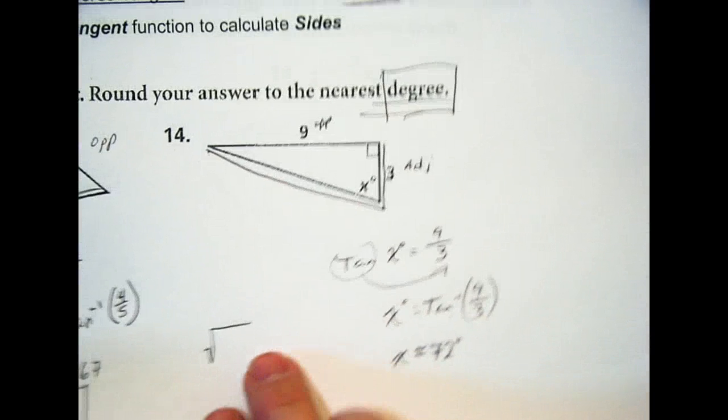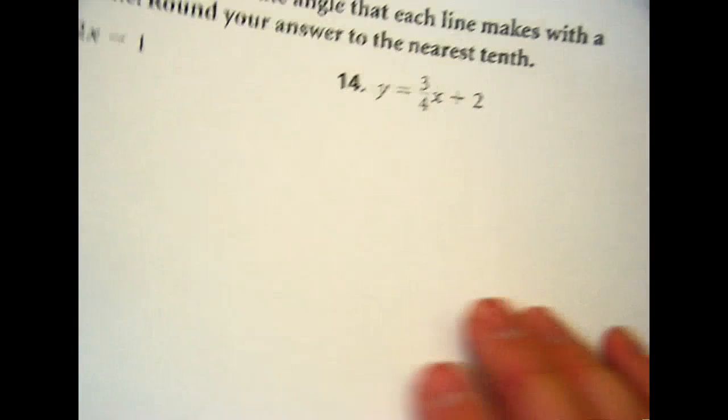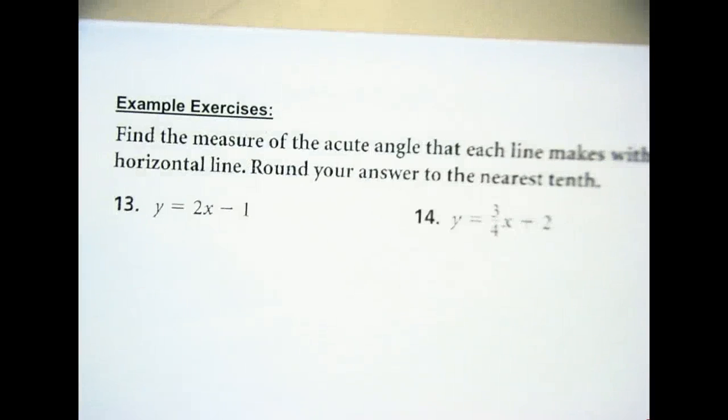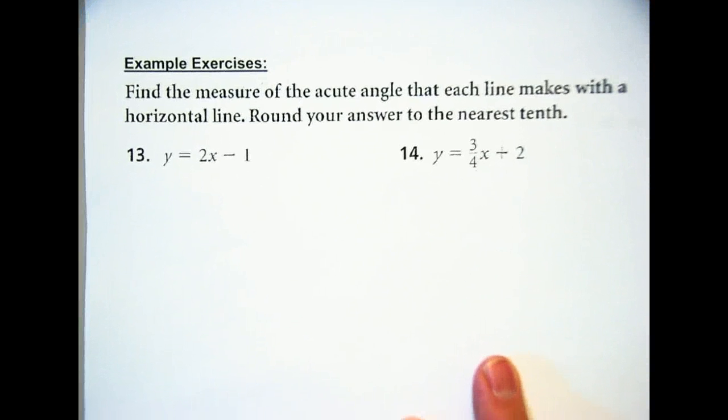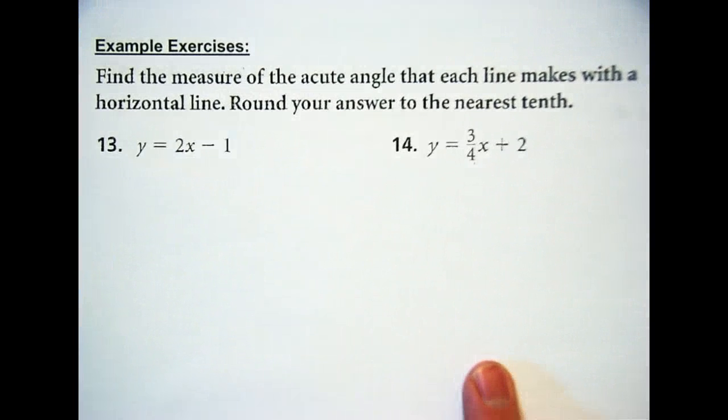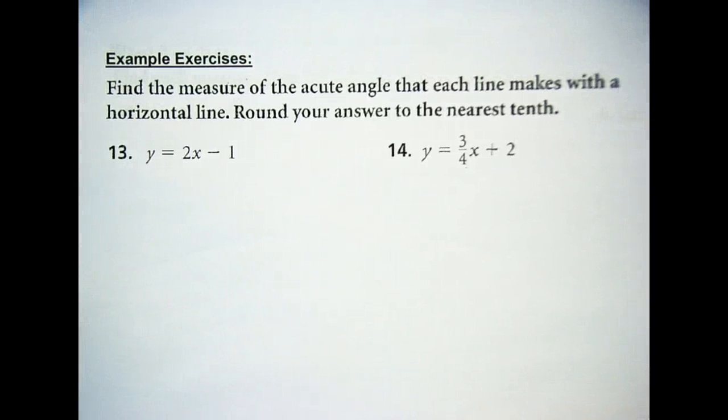Last piece. I want you to take a look at number 13 and 14 on the example side. Actually, there's one little piece after this, but it's really quick. Find the measure of the acute angle that each line makes with a horizontal line. Round your answer to the nearest 10. That just seems way confusing.